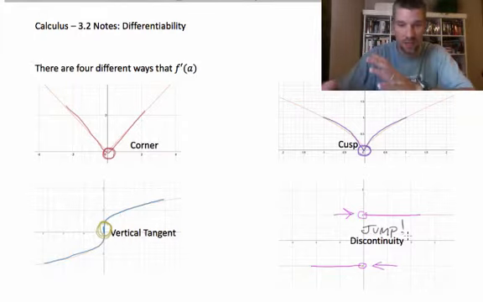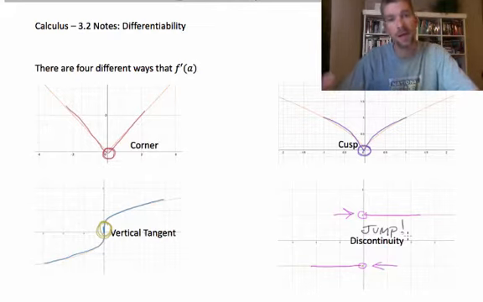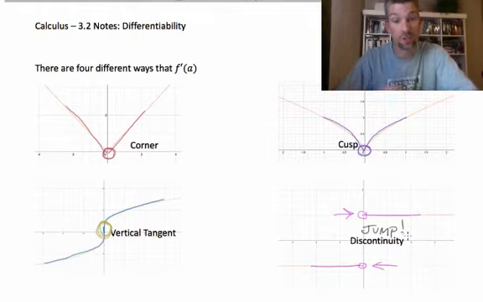But these are just a few examples of where you cannot have a derivative, and there's really not tons and tons of different things to memorize. We're just looking for a corner, a cusp, a vertical tangent, or a jump discontinuity.